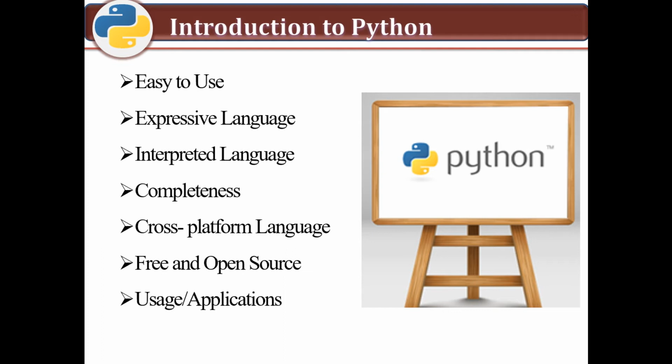Next is completeness. When you install Python, you get everything you need to do real work. You don't need to download and install additional libraries. All the required functionality is available through the various modules of the Python standard library. If you want to use any type of library like GUI development, network connections and many more, everything is bundled in one single package of Python.